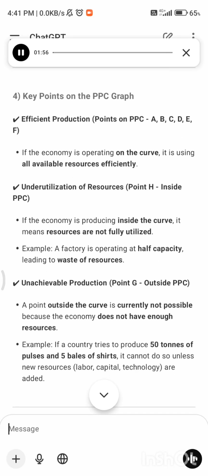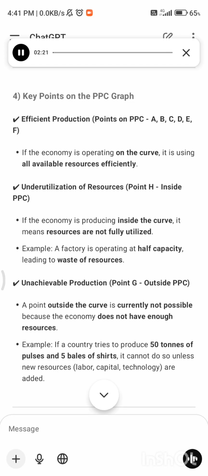4. Key points on the PPC graph. Efficient production, points on PPC: A, B, C. If the economy is operating on the curve, it is using all available resources efficiently. Underutilization of resources, point H inside PPC. If the economy is producing inside the curve, it means resources are not fully utilized. Example, a factory is operating at half capacity, leading to waste of resources.